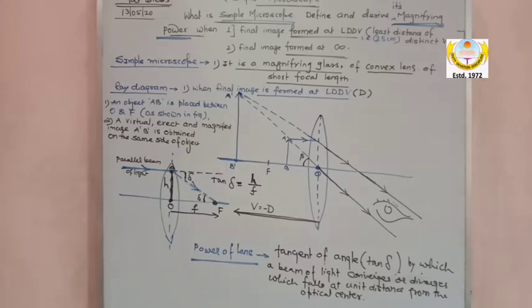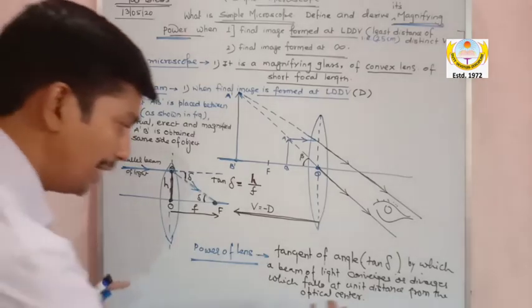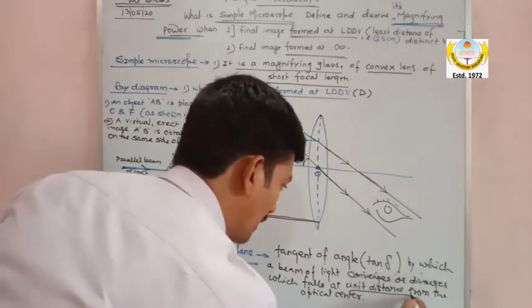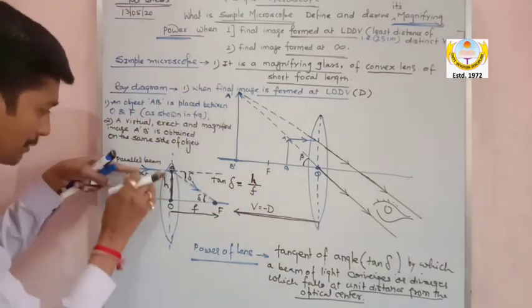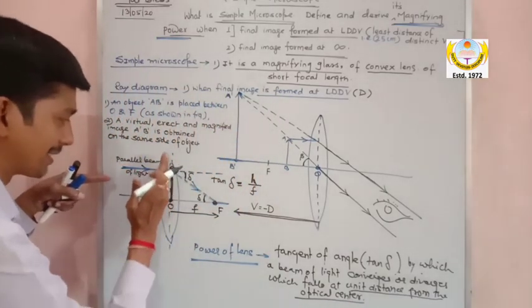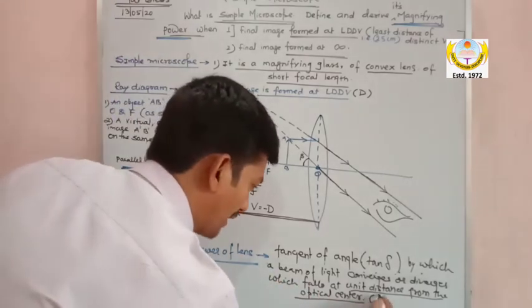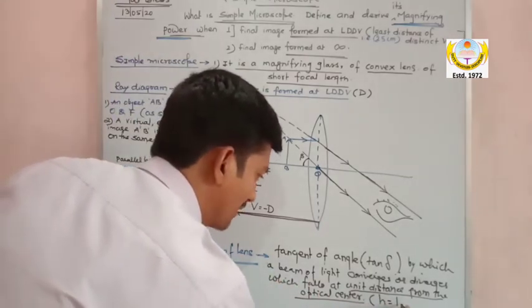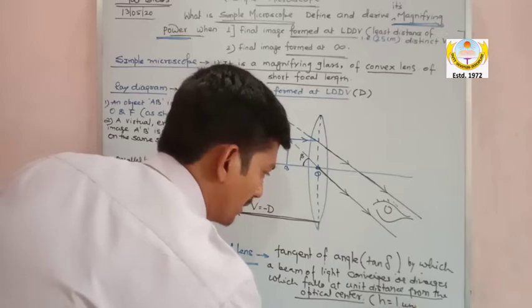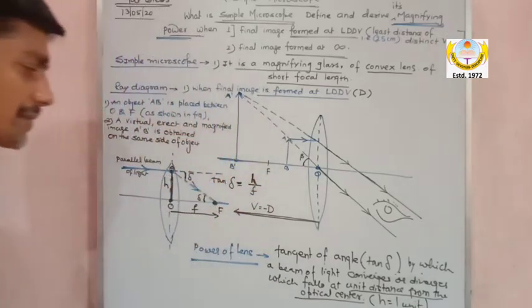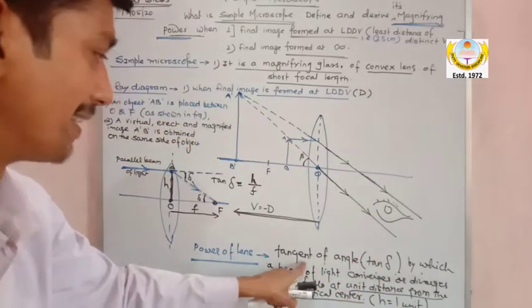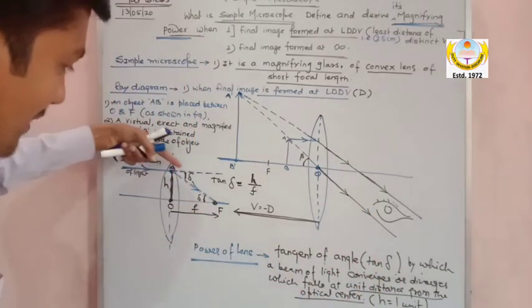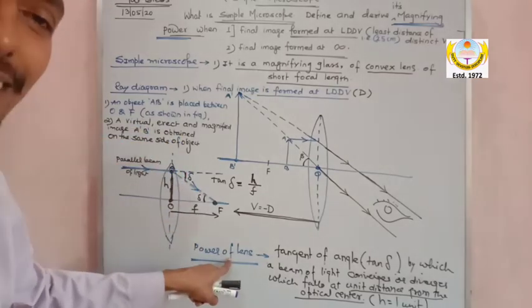From the optical center. Try to understand. Unit distance from the optical center means this beam of light is falling at unit distance. It means, my dear, according to the definition, h becomes 1 unit. So if h becomes 1 unit, because language says it is a tangent of angle, that's the power.